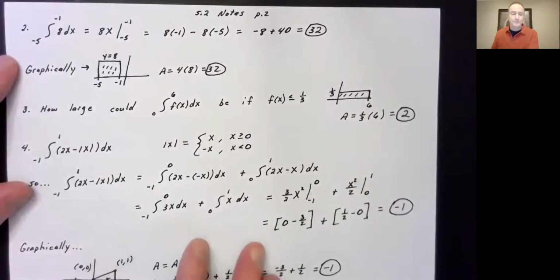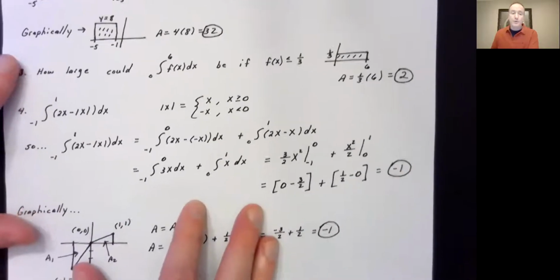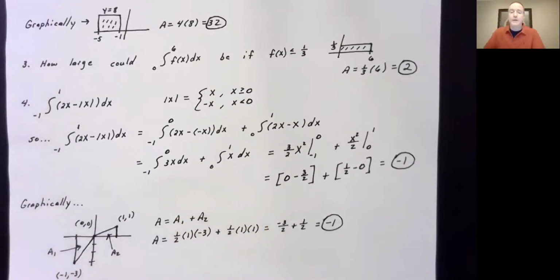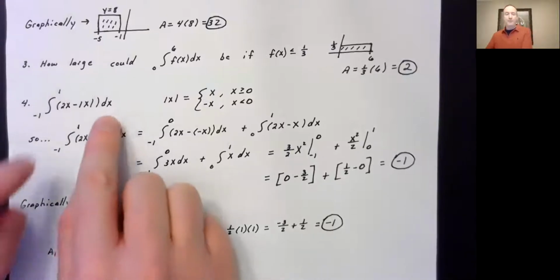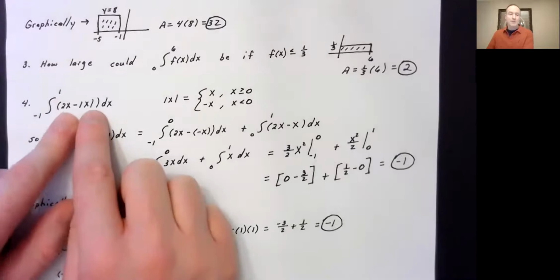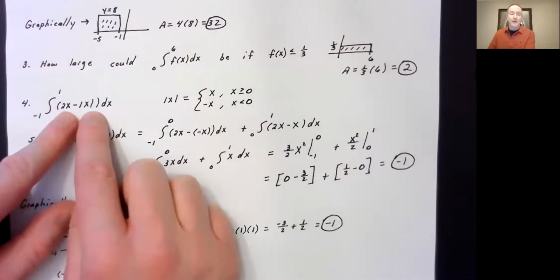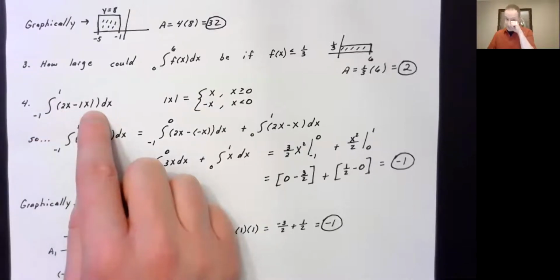Pretty cool problem. Now, we get to a problem with an absolute value in there. And recall what I said at the beginning of this section. There's no such thing as the integral of an absolute value. So you cannot leave an absolute value inside of your problem. So for number 4 here, I'm wanting you to consider the integral from -1 to 1 of 2x minus the absolute value of x with respect to x.